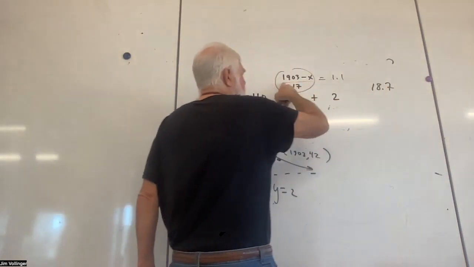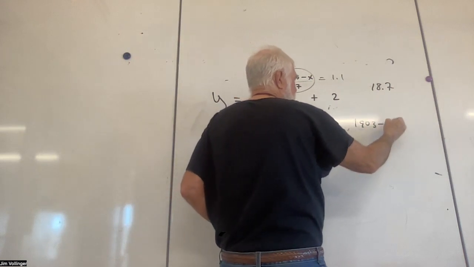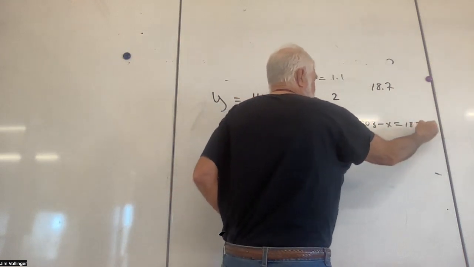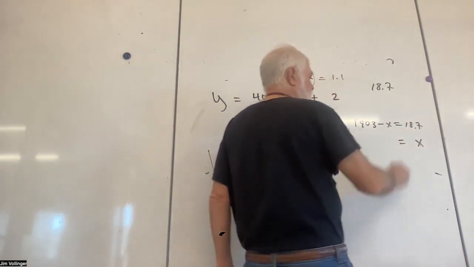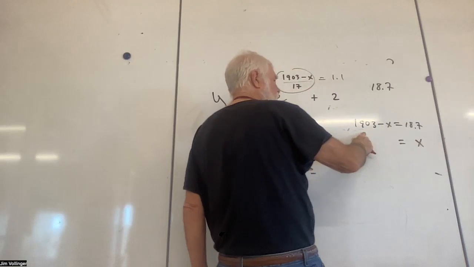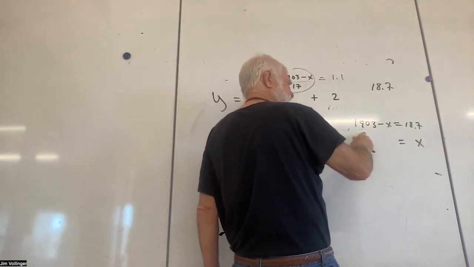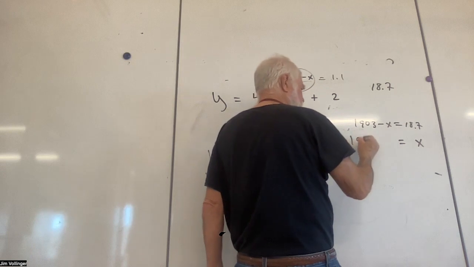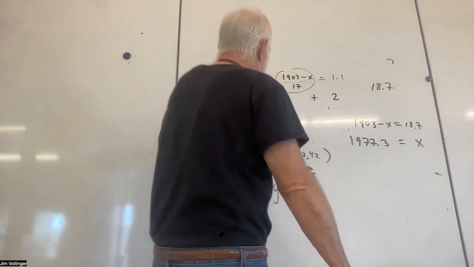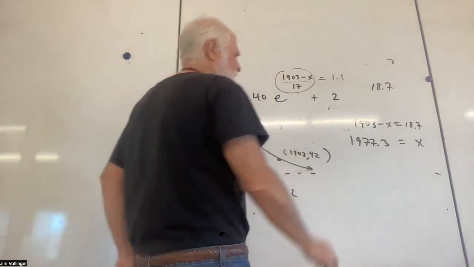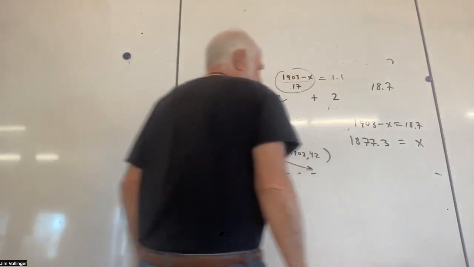So that's 17 times 1.1 is 18.7, I believe. And 18.7, 1903, so 1903 minus x, 18.7, I hope I did this right. So therefore, x is equal to, take 18.7 away from 1903, 1977.3, I think. Now you check that out, but it's certainly to the left. Wait a minute, 1877. Yeah, that was another stupid mistake.